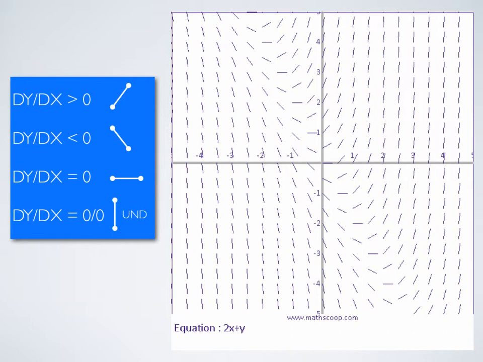Remember, if dy over dx is greater than 0, your line is increasing. If dy over dx is less than 0, your line is decreasing, going down. If dy over dx is equal to 0, you have a horizontal line with a slope of 0. If dy over dx is 0 over 0, you have a vertical line whose slope is undefined.